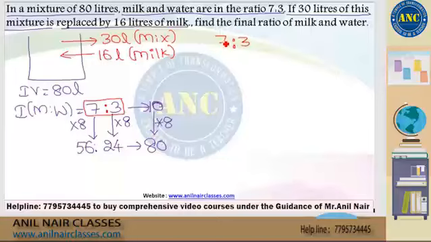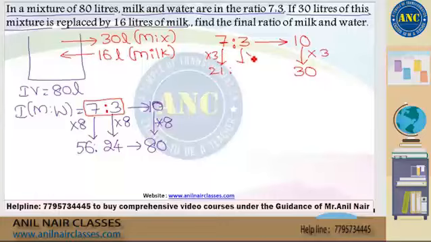That means I am taking out in the ratio 7:3. According to the ratio, 7 liters of milk is taken out, 3 liters of water is taken out. That means totally 10 liters of mixture is taken out. But the question says totally 30 liters of mixture is taken out. So 10 into 3 is 30, 7 into 3 is 21, 3 into 3 is 9. That means 21 liters of milk is taken out, 9 liters of water is taken out. What should be the final ratio of milk and water?